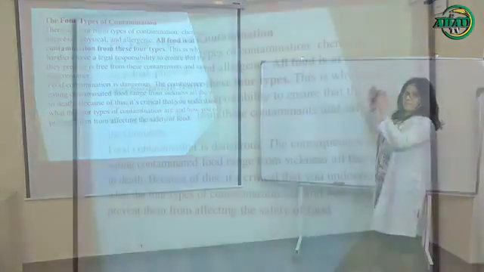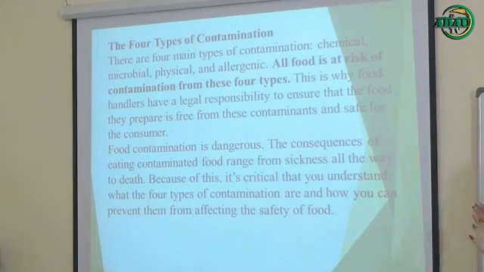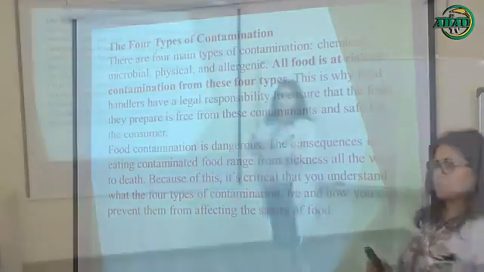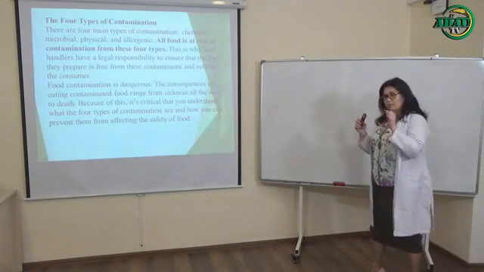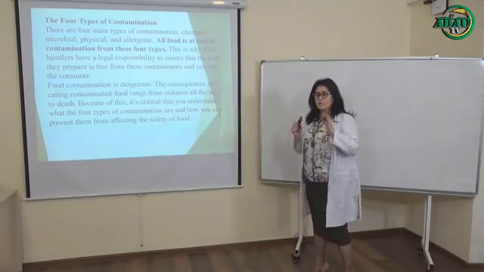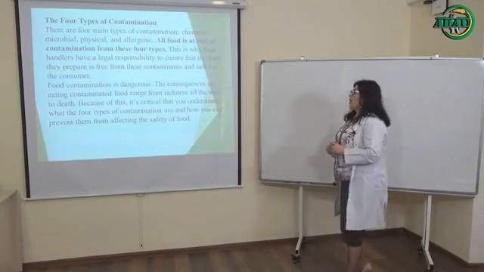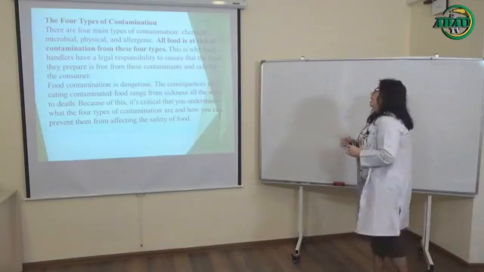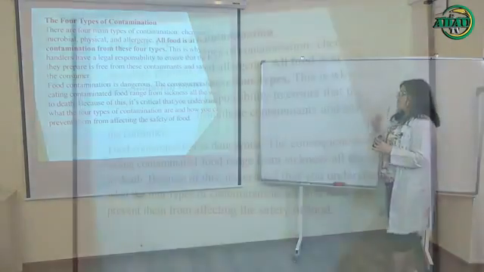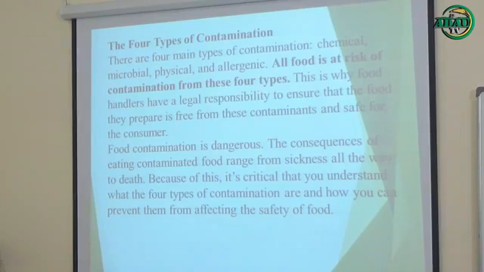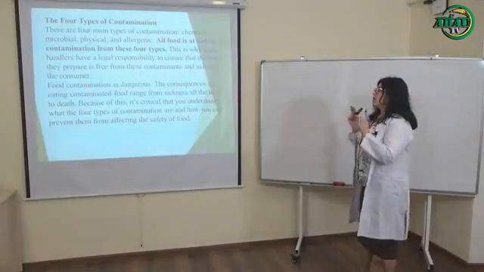So, the main idea of the lecture is the 4 types of contamination. First of all, I would like to mention that in most literature and references, we can meet only information about 3 types of contamination. But here you will see that there are 4 main types of food contamination: chemical, I will explain what it is, microbial or biological, physical and allergenic. All foods are at risk of contamination from these 4 types.